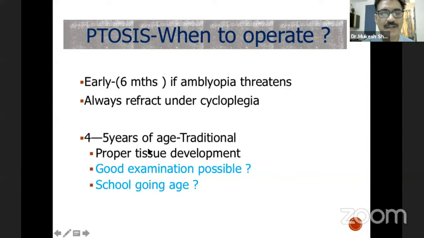Yes, tissue development, especially levator development, is not complete before 5 years of age. We do not have good aponeurosis before this. So ideally a patient should be operated at this age only. But the exception is that whenever there are chances of amblyopia, whenever the pupil is covered, then we operate the patient early, maybe at 6 months of age only. And of course, in every patient, we have to do refraction under cycloplegia, because many of these patients are associated with anisometropic amblyopia also.